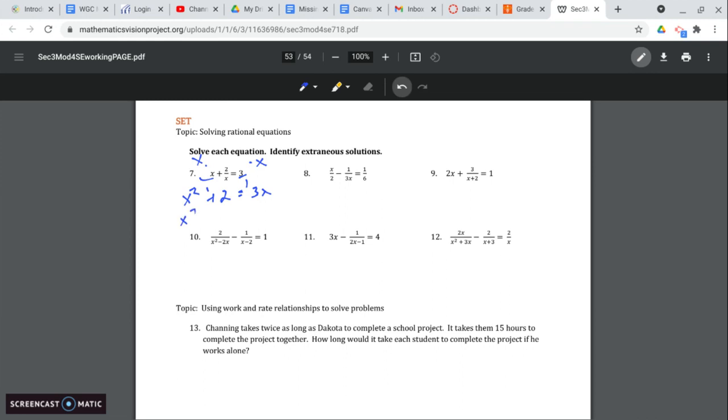Bring that over. So we have x squared minus 3x plus 2, which means we have x minus 2 and x minus 1 for our factors. So our solutions are x equals 2 and x equals 1, neither of which are extraneous solutions. So same idea for the rest of them. Find that common denominator, then you basically get to ignore the denominator, and then you just solve the numerator down.